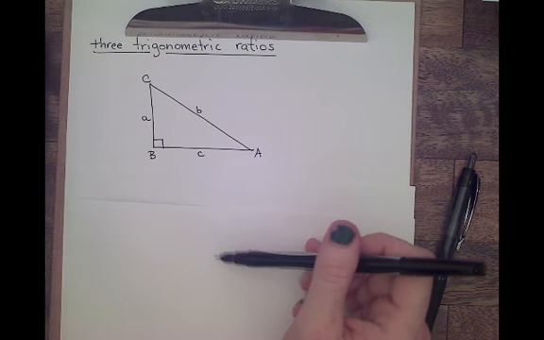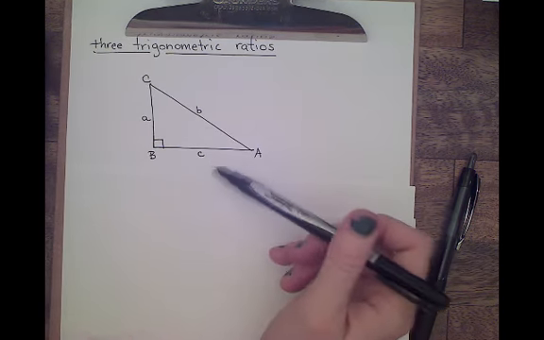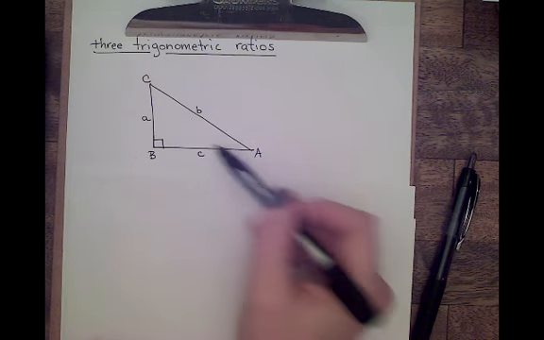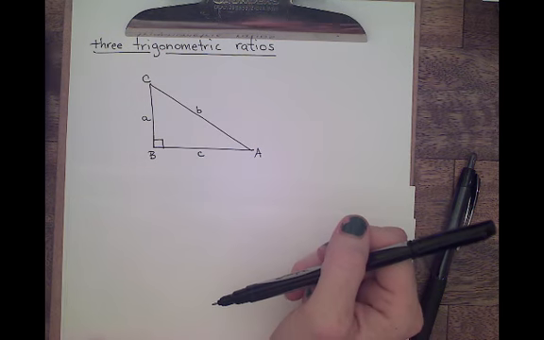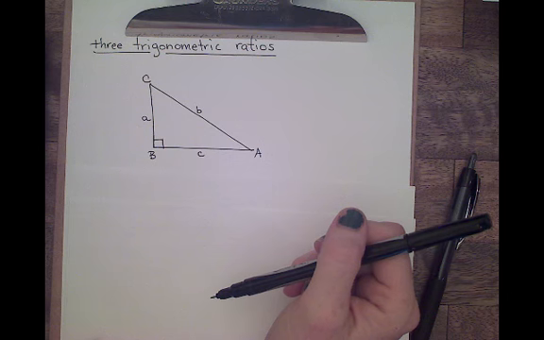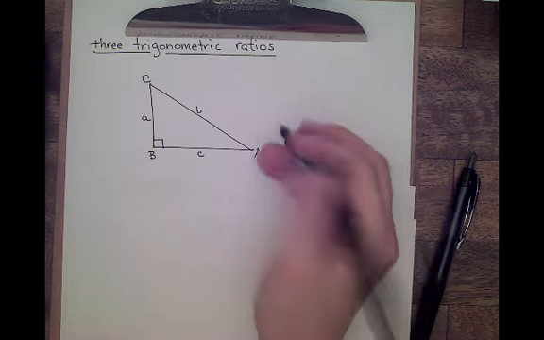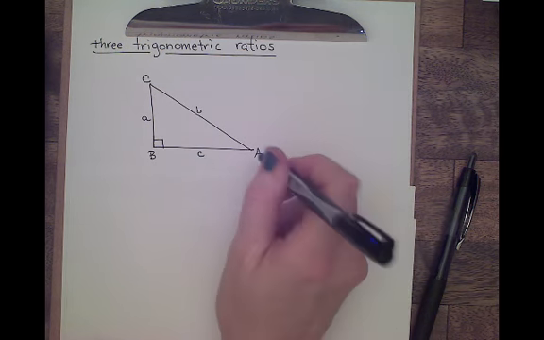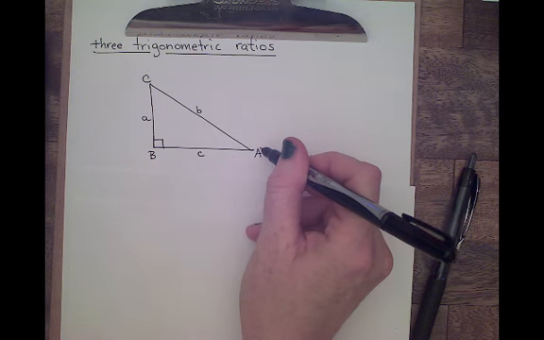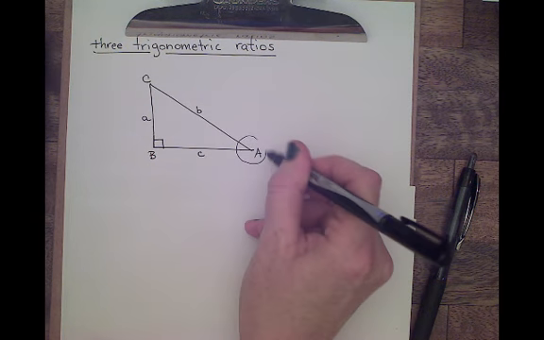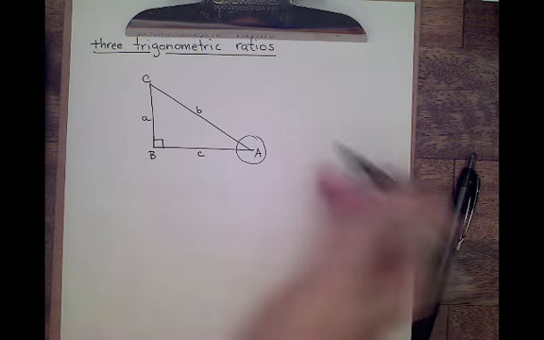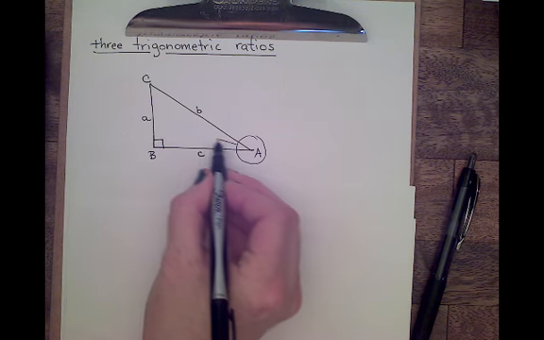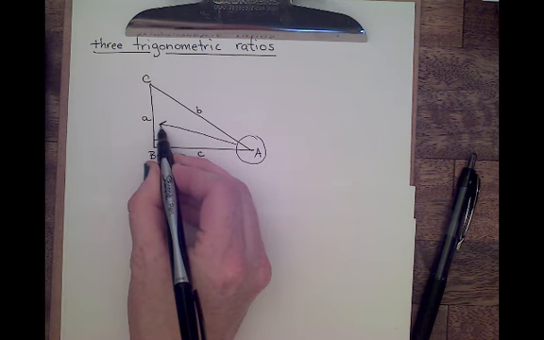for length, uppercase letters for points and angles, and typically we use the same letter for the sides opposite the angle. So notice little a is opposite big A, little c is opposite big C, and little b is opposite big B. And that's on purpose. So we're going to take a look at angle A here, and we're going to talk about each of these sides with respect to angle A.